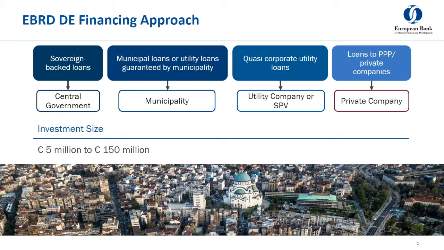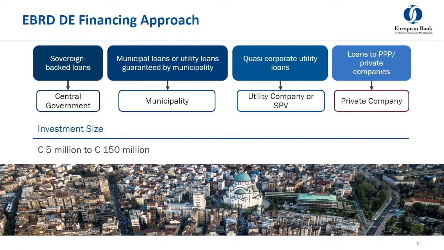Now, if we move towards the right, there are sub-sovereign loans. Now, these are still public loans to public entities, but they're normally lent directly to the company or the city, but they don't have this explicit sovereign guarantee. They're guaranteed at the city level, typically. So a bit more expensive, but still considered public financing.